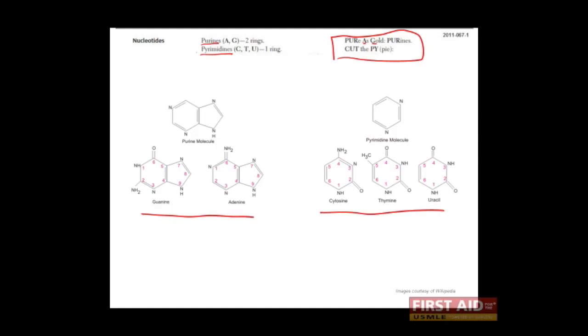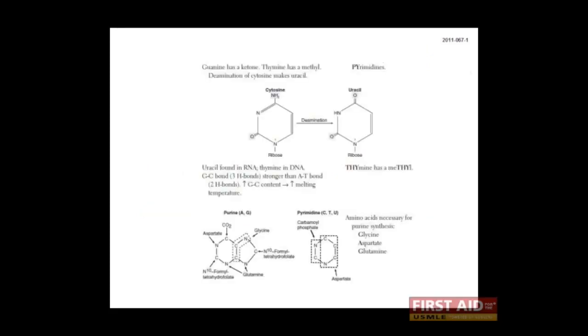Let's talk about some other important features of purines and pyrimidines. One thing to keep in mind is that cytosine can undergo a process called deamination. When this happens, cytosine is converted to uracil, and this is a potential source of mutations in the DNA. This can be repaired, but if it's not, it will result in mutation. Another important fact regarding purines and pyrimidines is that three amino acids are required for their synthesis. These three amino acids are glycine, aspartate, and glutamine, and you can remember this with the mnemonic GAG.